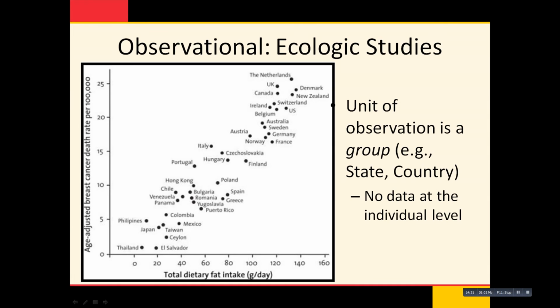So you can see here Thailand has a low total dietary fat intake and a low breast cancer death rate. Whereas when you look up in the upper right hand corner of the figure, the Netherlands, Denmark, New Zealand, the United Kingdom, Canada, Switzerland, we're up there in the US, we have a higher total dietary fat intake and a higher age-adjusted breast cancer death rate per 100,000. Again, this is not individual data. You cannot make assumptions about cause and effect on this, and you cannot make decisions or apply this to individual data.